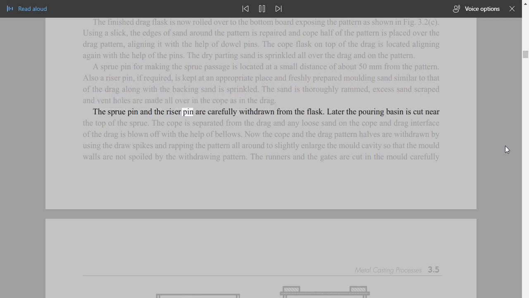The sprue pin and the riser pin are carefully withdrawn from the flask. Later the pouring basin is cut near the top of the sprue. The cope is separated from the drag, and any loose sand on the cope and drag interface is blown off with the help of bellows.